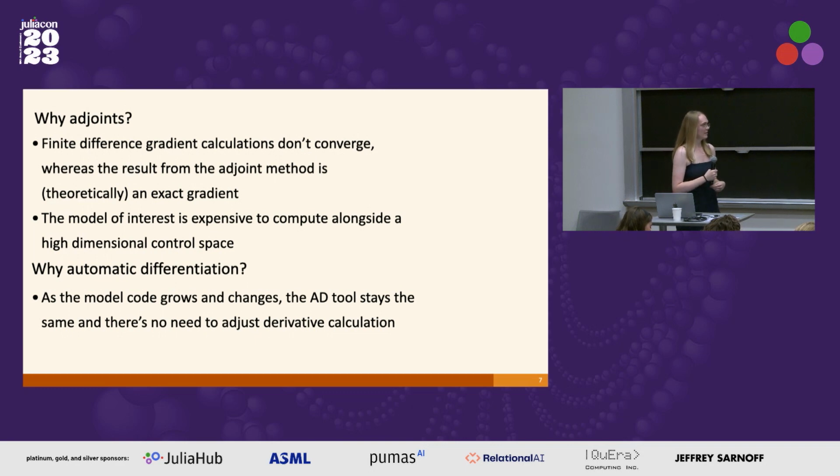And then, why do we want to do this with automatic differentiation? As my model code grows and changes, my AD tool will stay the same, and there's never any need to adjust my derivative calculation. For example, I could theoretically write down my adjoint code by hand, but as soon as I change something about the model, that tiny change can propagate through my derivative calculation, and that opens up a lot of room for error. With automatic differentiation, I don't need to worry about this.